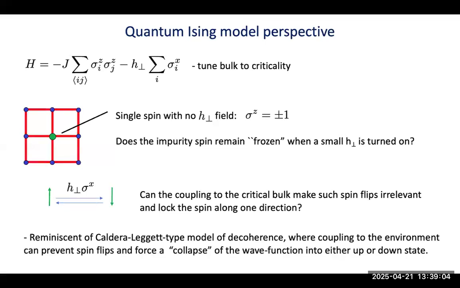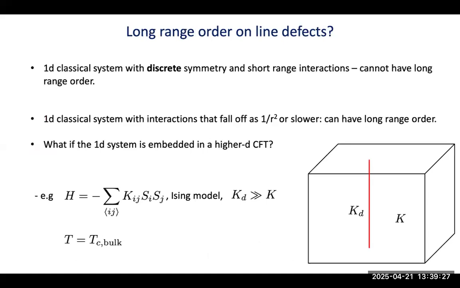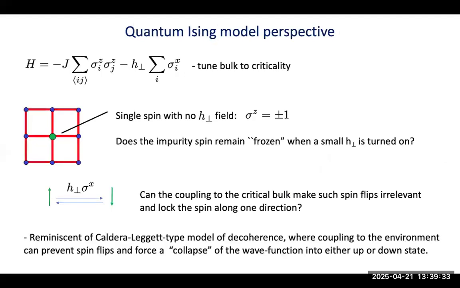And now imagine that we take one of the spins, an impurity spin, and we turn off the transverse field on this spin. So sigma z on that spin is going to commute with the Hamiltonian. So I have two ground states, one with sigma z equal +1 and one with sigma z equal -1. This is kind of the analog of the infinite coupling on this line defect in the stat mech model.